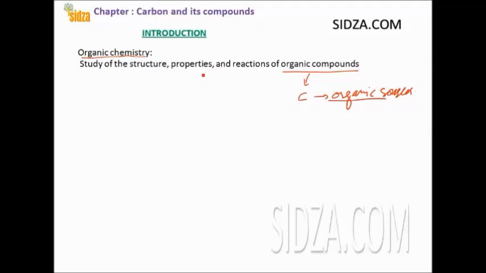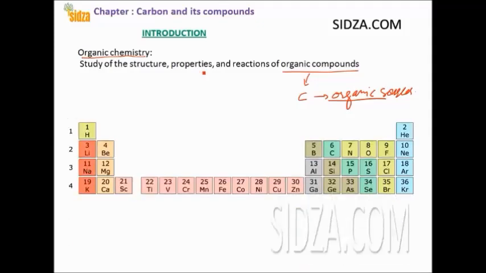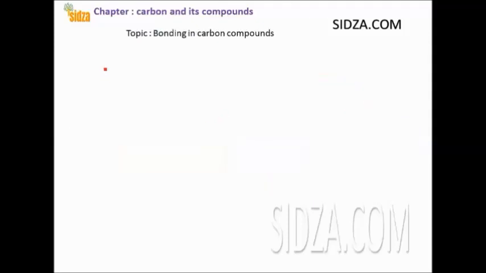Compounds like carbohydrates, proteins, hydrocarbons, lipids, these are all organic compounds. So carbon has atomic number 6, and this is the position of carbon in the periodic table. Its atomic number is 6 and its mass number is 12. Carbon with atomic number 6 has an electronic configuration of 2 and 4.